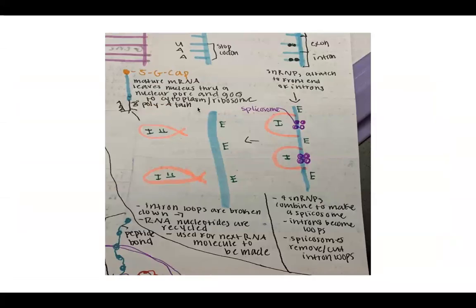Here we have the splicing. And mRNA splicing is post-transcription processing where eukaryotic mRNA needs work after transcription. And the primary transcript means pre-mRNA is processed to create a mature mRNA transcript.